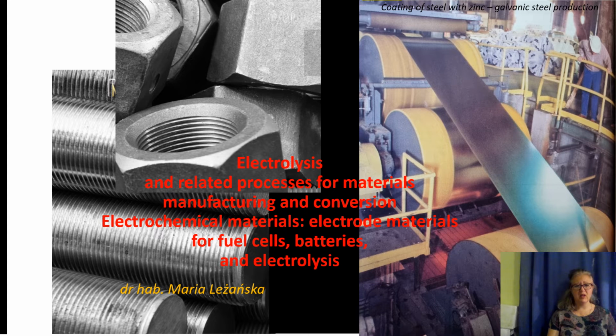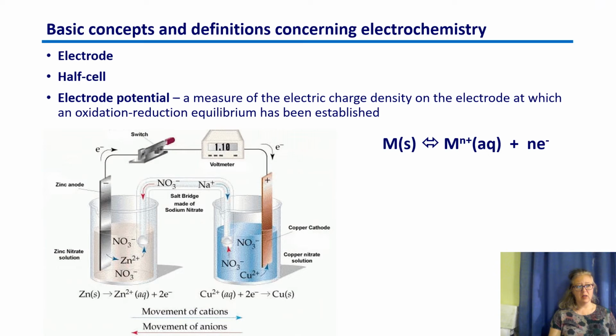The subject of my lecture is electrolysis and related processes for materials manufacturing and conversion, electrochemical materials, electrode materials for fuel cells, batteries, and electrolysis. If you want to talk about various batteries, fuel cells, and electrolysis processes, we have to recall some basic concepts and definitions concerning electrochemistry. First of all, a strip of metal used in electrochemical studies is called an electrode.